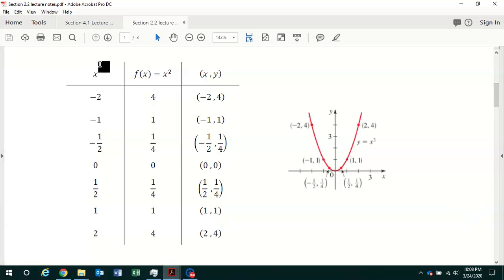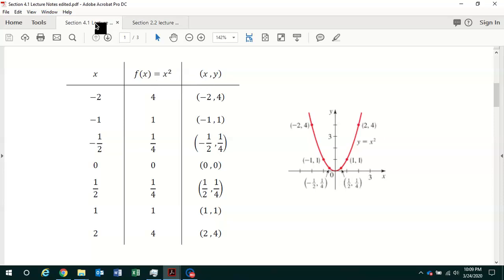hand. First, you need a table of values. You need to select some values of x, and then you need to calculate the corresponding function values, or the values of y. Remember, y values and function values are the same. And then for each value of x and each value of y, you form the ordered pair x, y, and that's a point in the coordinate plane. And then you plot those points in the coordinate plane. And then after you plot the points, you play connect the dots.